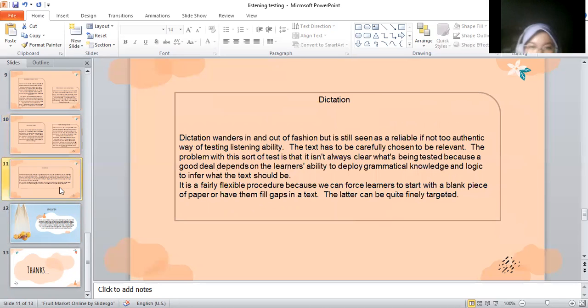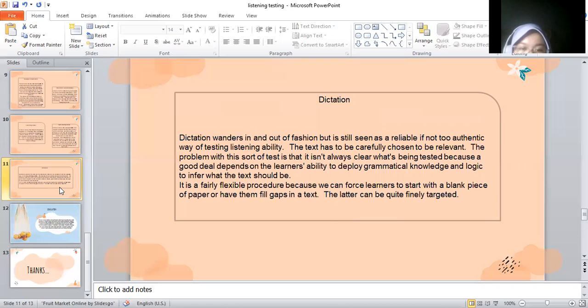Next, we have dictation. Dictation wanders in and out of fashion, but it still seems a reliable, if not too authentic, way of testing listening ability. The text has to be carefully chosen to be relevant. The problem with this sort of test is that it isn't always clear what is being tested, because a good ideal depends on the learner's ability to develop grammatical knowledge and logic to infer what the text should be.